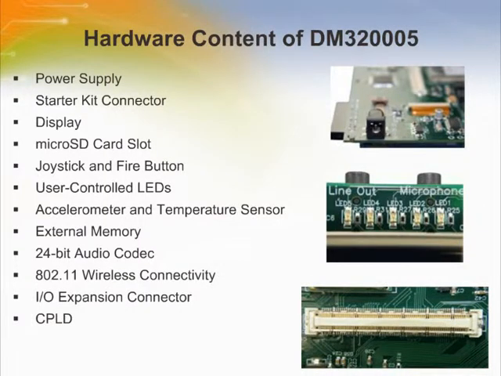This page gives information regarding hardware content of the board. It consists of a DC power supply jack, which can accept 9 to 14 volt DC, a starter kit connector where any PIC32 starter kit can be used in conjunction with a multimedia expansion board through the PIC32 expansion connector, display, microSD card slot, joystick and fire button, and LEDs, accelerometer, and a temperature sensor.